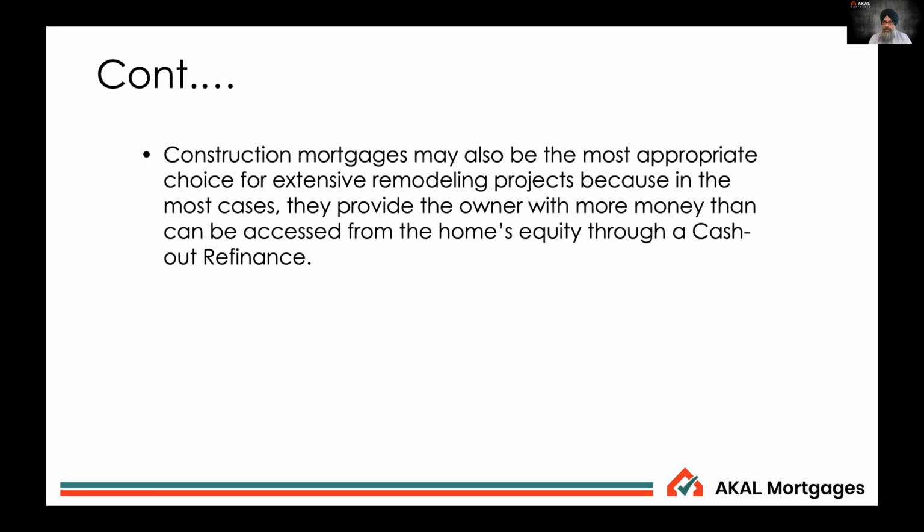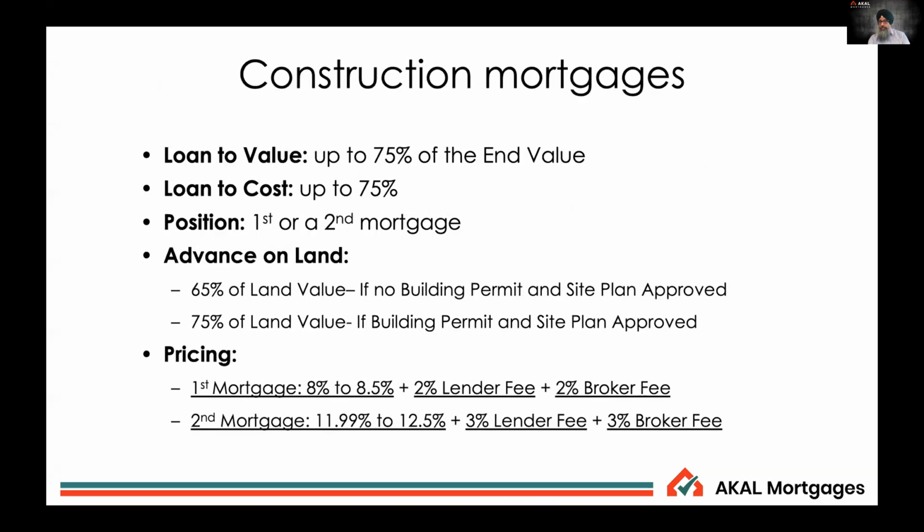For extensive remodeling projects, in most cases they provide the owner with more money than can be accessed from the home equity through a cash-out or refinance. Normally when you are using a home equity line of credit or refinance, you can only go up to 80%. They do not consider the improved value, but when you're using a construction loan, they use the improved value of the property, right?